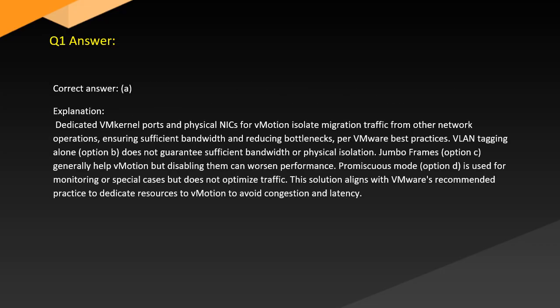Answer. Correct answer: A. Explanation. Dedicated VMkernel ports and physical NICs for vMotion isolate migration traffic from other network operations, ensuring sufficient bandwidth and reducing bottlenecks per VMware best practices.